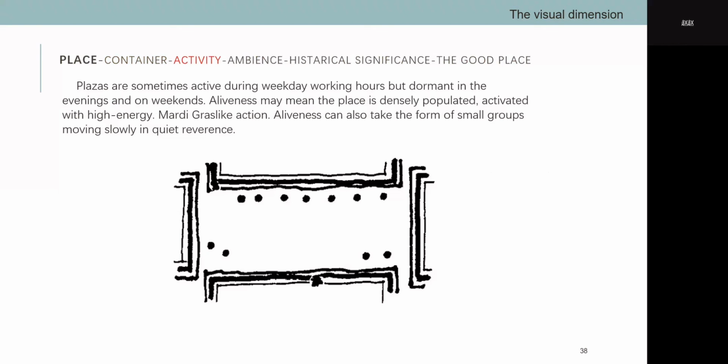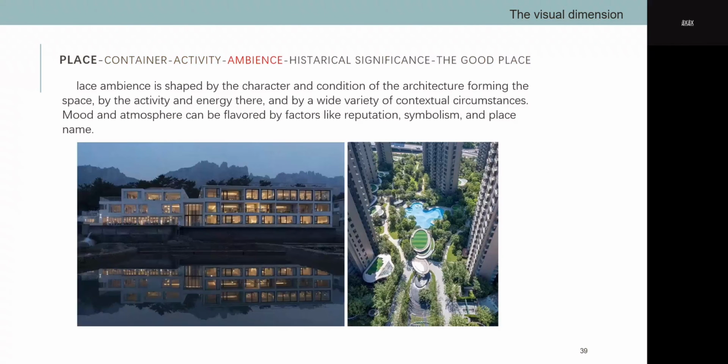It means the place is densely populated, with high energy activity. This ambience is shaped by the character of the buildings forming the space, by the activity and energy there, and by a wide variety of contextual circumstances. Mood and atmosphere can be flavored by factors like reputation, symbolism, and place name.